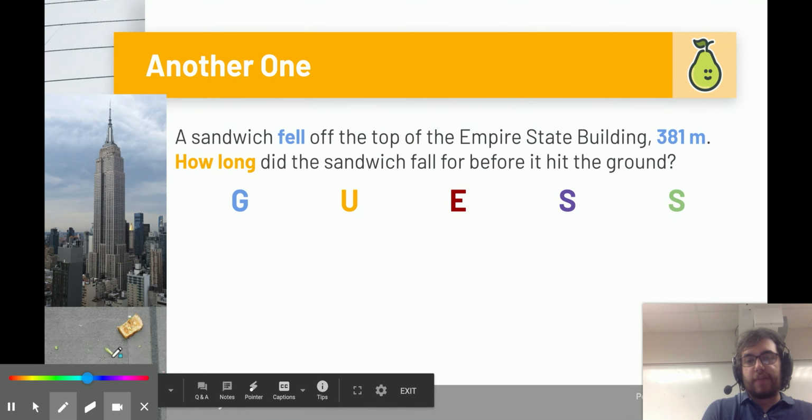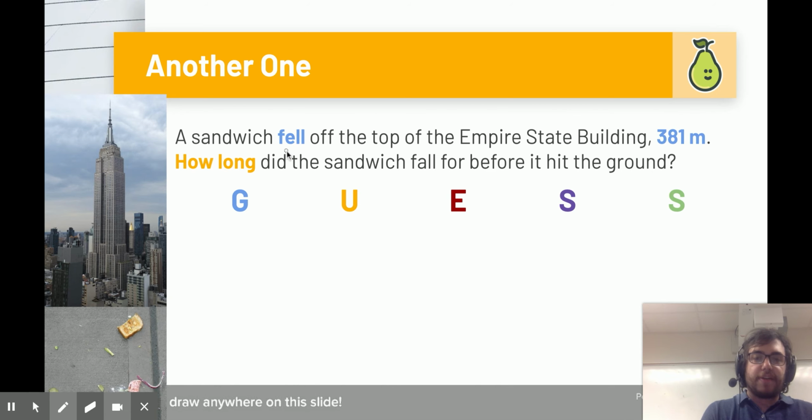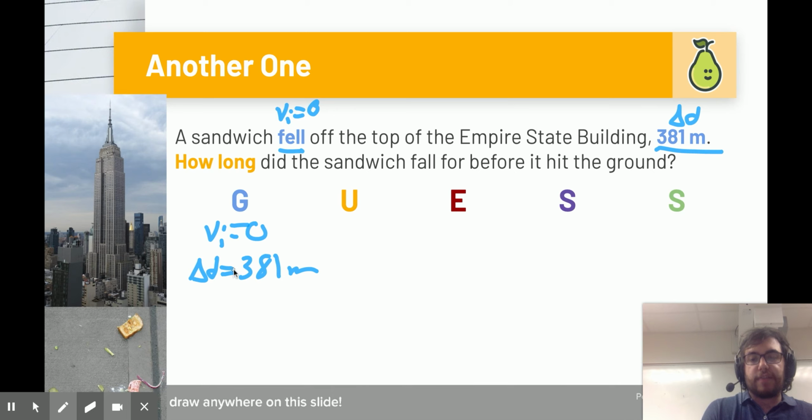All right, a sandwich fell off the top of the Empire State Building. So when we see fall, we know VI is equal to 0. The Empire State Building is 381 meters, so that's my displacement. I'm going to say it's negative because it fell that far. How long did the sandwich fall for before it hit the ground?